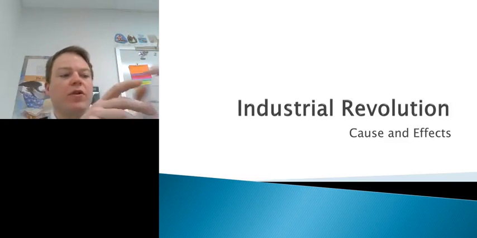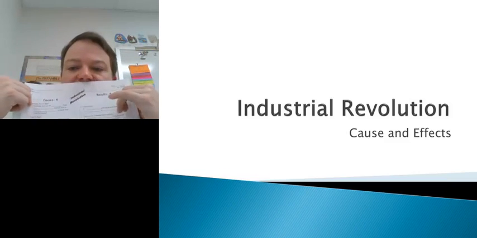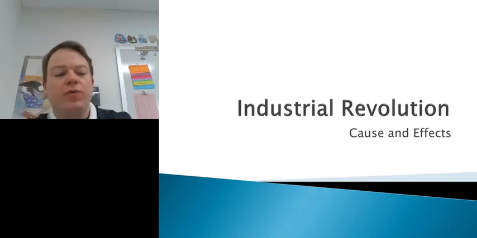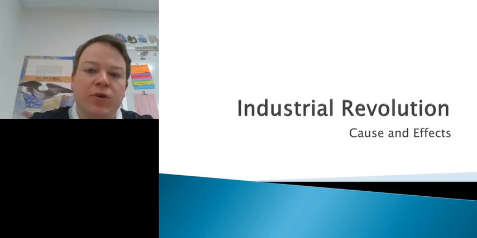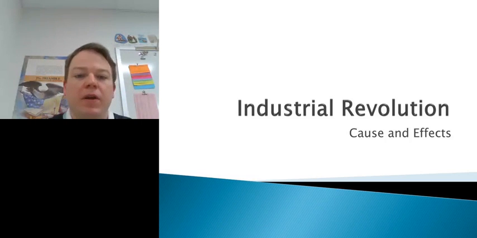You should have out your Industrial Revolution causes and effects sheet. All right, as we go through, we're going to fill in the blanks with our notes. Anything that's bold and underlined on your notes is going to go into your note sheet. All right, here we go.